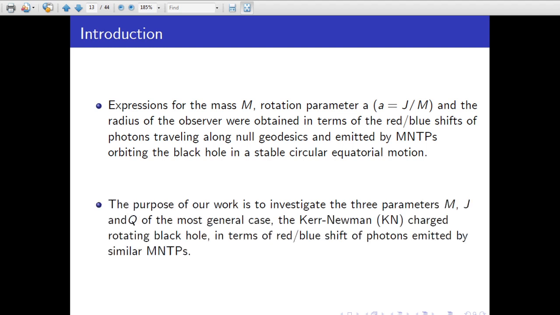So, the purpose of our work is to investigate the three parameters M, G, and Q, that is, all of the three parameters for the most general case, the Kerr-Newman black hole, in terms of blue-red shifts of photons emitted by similar MNTPs.